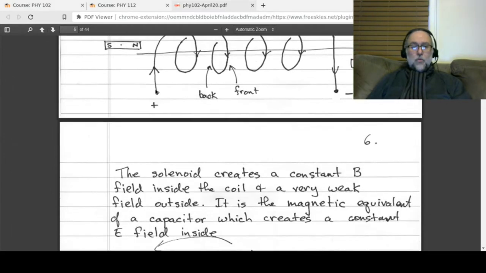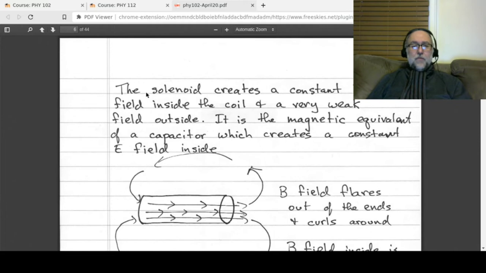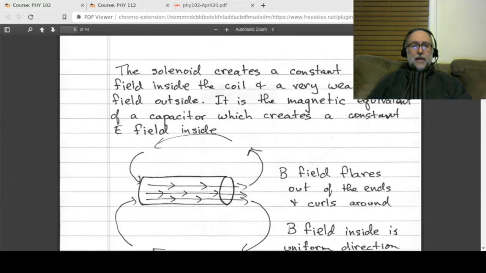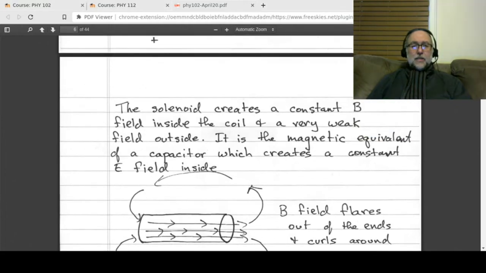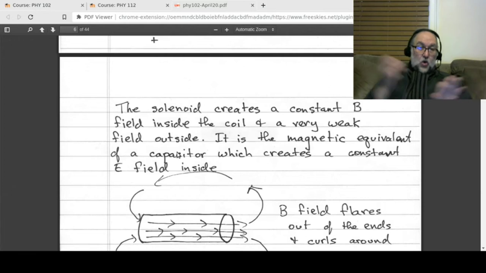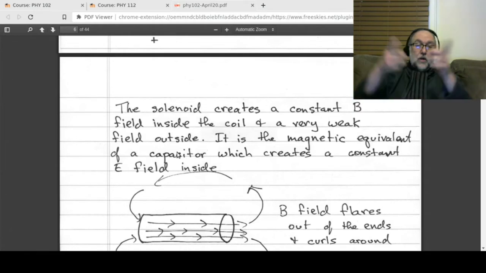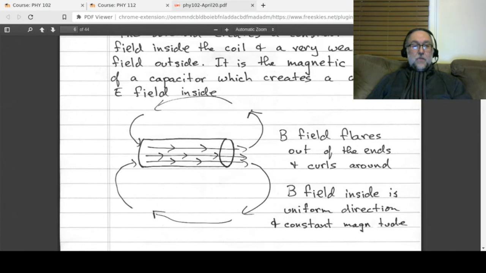The reason solenoids are very useful in magnetism is because the solenoid concentrates the magnetic field inside the coil. It's not that there isn't a magnetic field outside the coil, but outside the coil the magnetic field kind of flares, and I tried to draw that in this diagram. You can see that inside you get the B field, and I drew quite a few vectors in there indicating the B field.